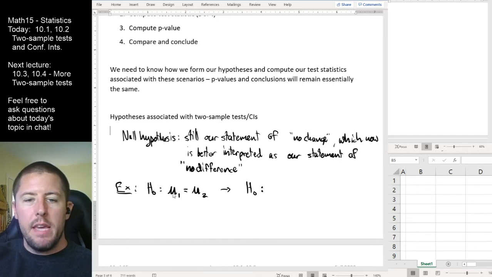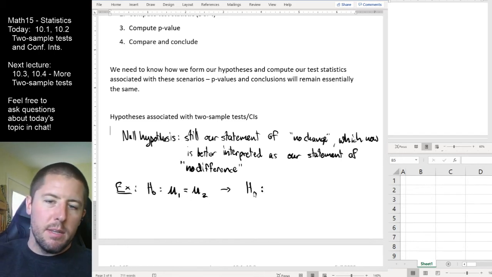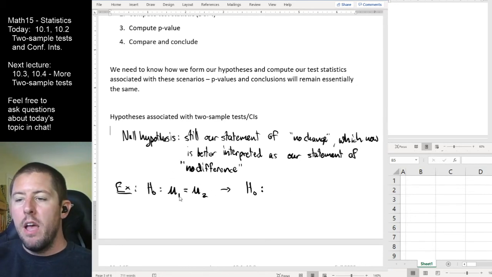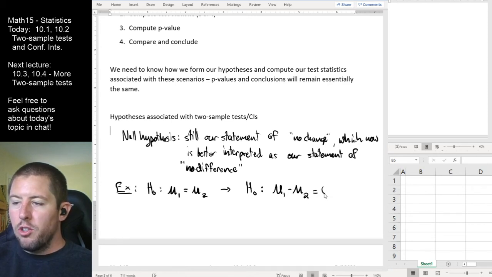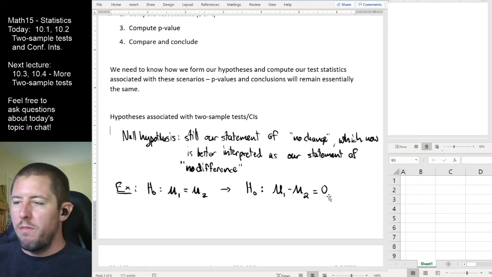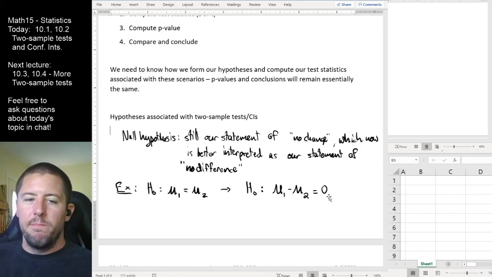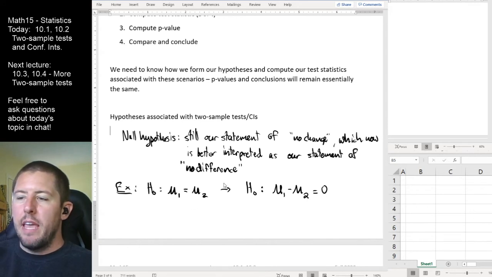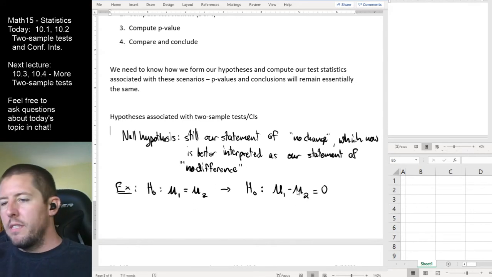Algebraically speaking, I could look at this equation right here and I could subtract one of these terms over to the other side. So this verbalizes as saying the average of group 1 is the same as the average of group 2. Just doing a little bit of algebra, I could rephrase this as saying the difference in average between group 1 and group 2 is 0. So notice that this is just me algebraically subtracting one term over to the other side. These two statements are the exact same statement. There's no real difference in this.